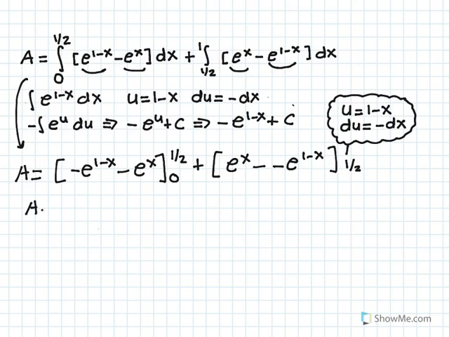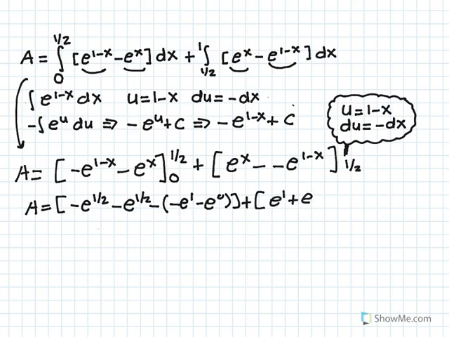So now we get area is equal to minus e to the, let's put the upper limit in, 1 minus 1/2 is 1/2, minus e to the 1/2, minus, put a lower limit in, we get 1 minus 0, that's the exponent, that's 1, we get minus e to the 1, minus e to the 0, close the bracket, plus, put the upper limit in, we get e to the 1, minus minus is plus, e to the 1 minus 1 is 0, minus, put a lower limit in, we get e to the 1/2, plus, e to the 1 minus 1/2 is 1/2, close the bracket, another close, and now let's simplify.